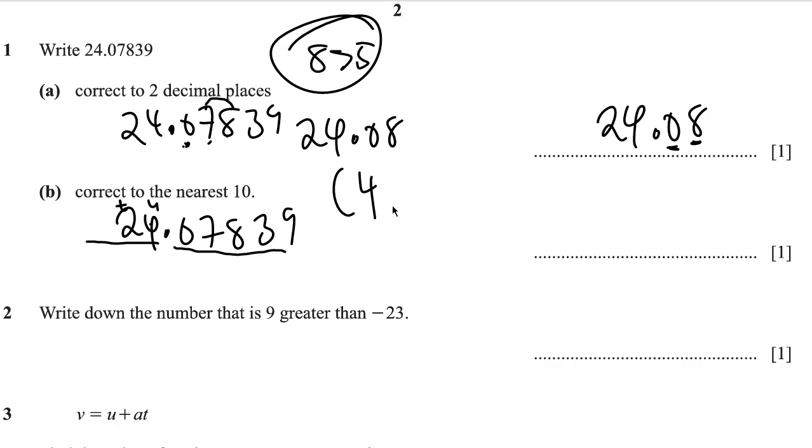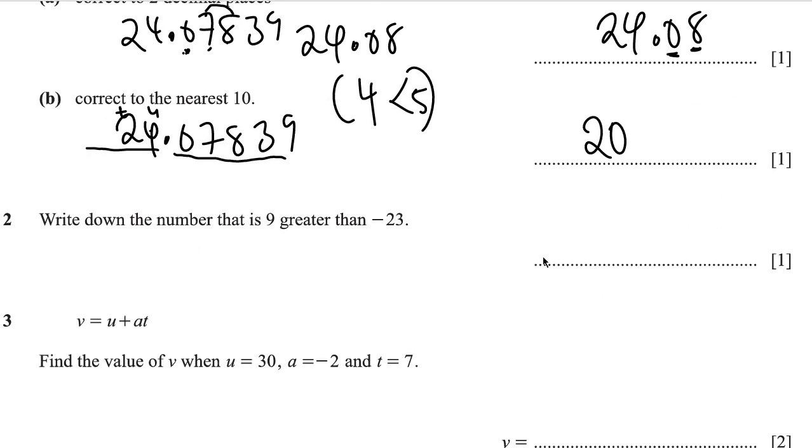Since 4 is less than 5, it doesn't have the ability to round it up by adding a 1, so it's going to round down. What happens here is that we replace 4 with 0. So it's going to be 20.